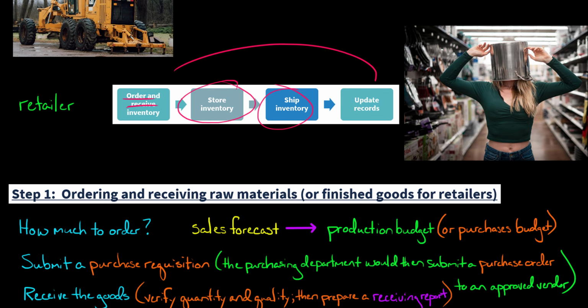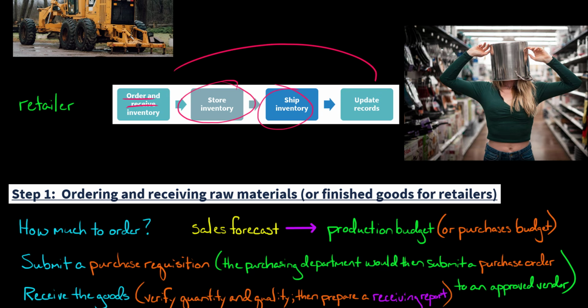Okay, so step one, ordering and receiving raw materials if we're talking about a manufacturer, or finished inventory if we're talking about a retailer. So how does a company determine how much inventory they need to order? Well, it all starts with the sales forecast. The marketing department is going to prepare a sales forecast and say, hey, here's what we think we're going to sell in terms of the number of inventory units.